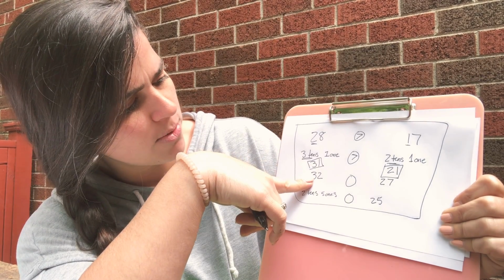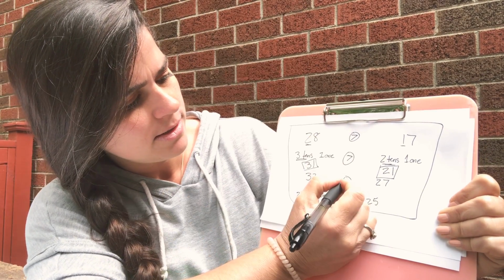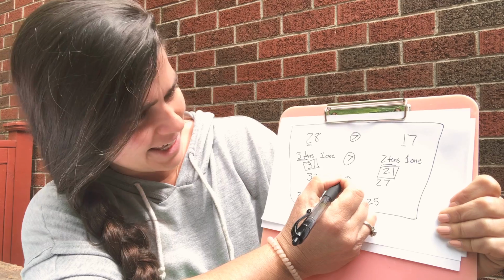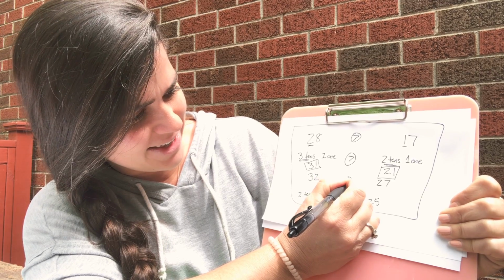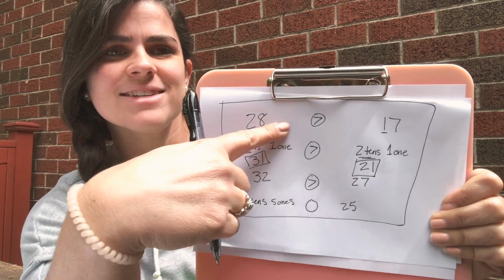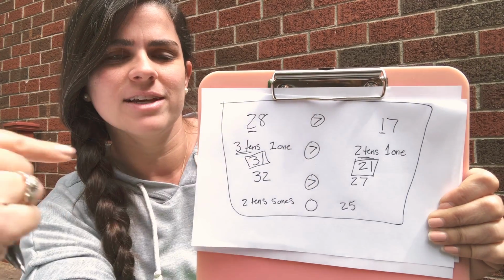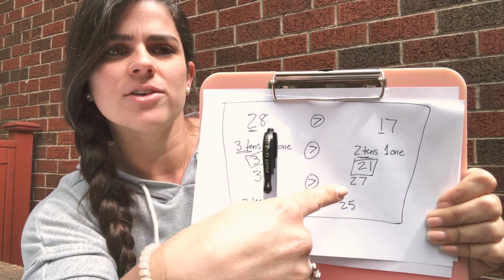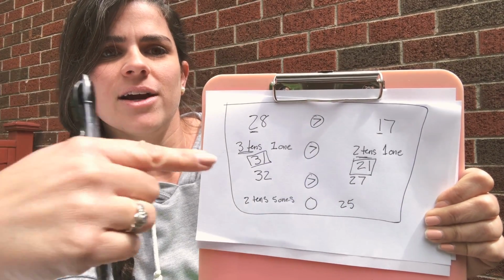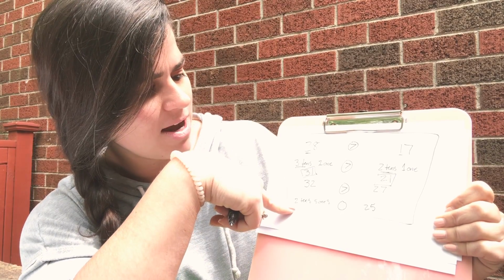32 has more tens. So that one, again, on this side, greater than. So here's 1, 2, 3 greater than signs. 32 is greater than 27. All right, let's look at the last one.